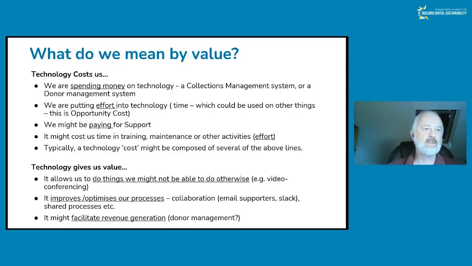It could fall into that first category where we just couldn't do it. But the chances are, where we're talking about improving or optimizing processes, you could do it manually. So how big a thing would that be? And then it also, obviously, might facilitate revenue generation, donor management, and things like that. Again, you could do it manually, but what value is it giving you? And this is where we need to be going through this thought process to understand how much this thing is costing us compared to how much value it's giving us, to make sure that that equation is sensible.